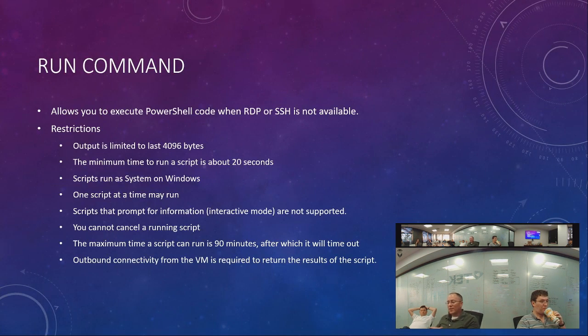So we can try the run command. With the run command, I'm able to inject code into PowerShell on that VM and let it run from the outside world. A few restrictions here. You're going to have some limitations on your output, about 4,096 bytes. It takes at least 20 seconds for it to actually run. So yeah, it might take a little time, but it's better than how much time it takes for me to redeploy one of these machines.